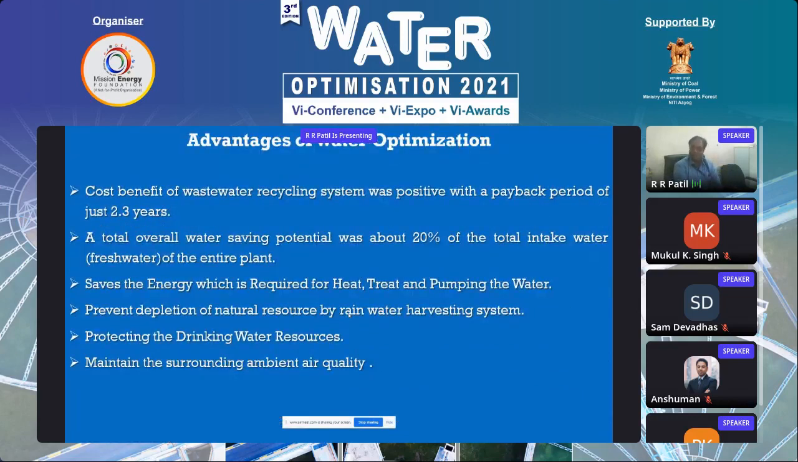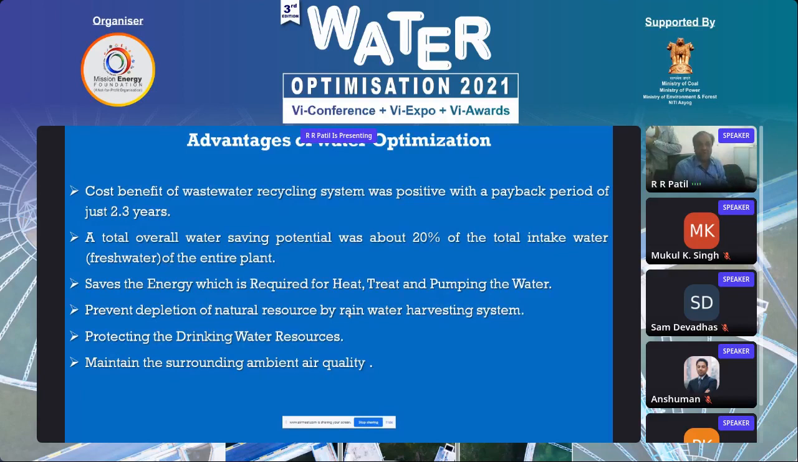What are the advantages at SLPP? The cost benefit of wastewater recycling is positive, with a payback period of 2.3 years. We have connected this wastewater discharge to the fire hydrant system and it gives good benefit. We are operating the fire hydrant system more efficiently and trouble free, without any scale, corrosion, microbiological growth and fouling.